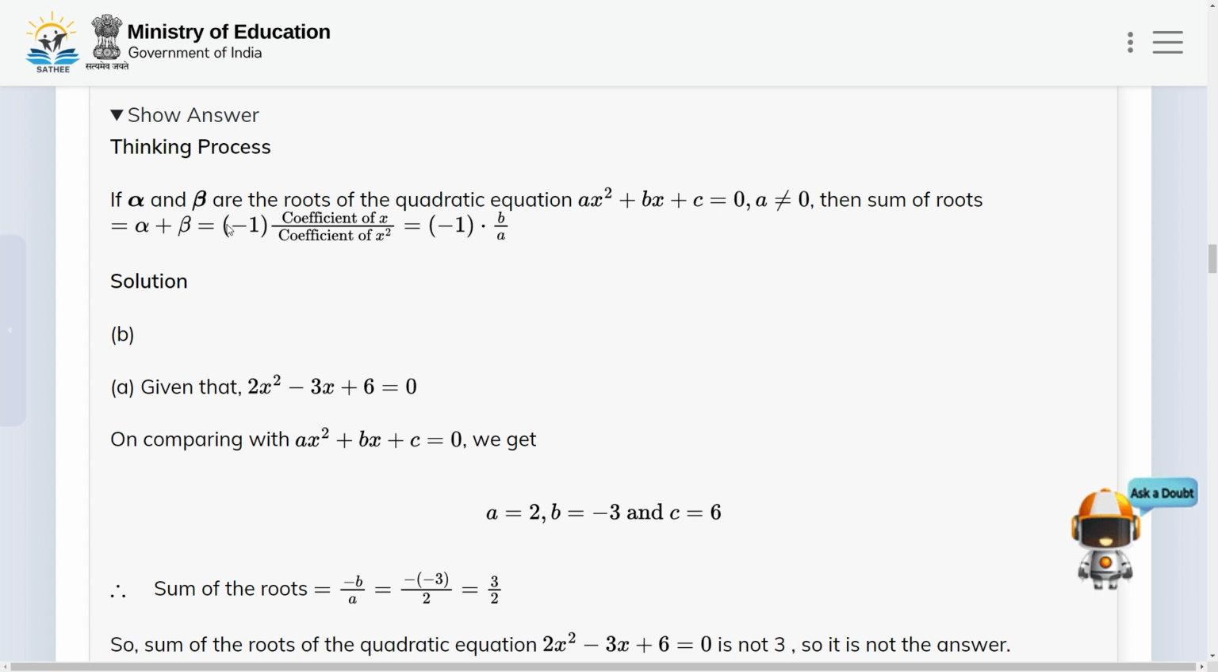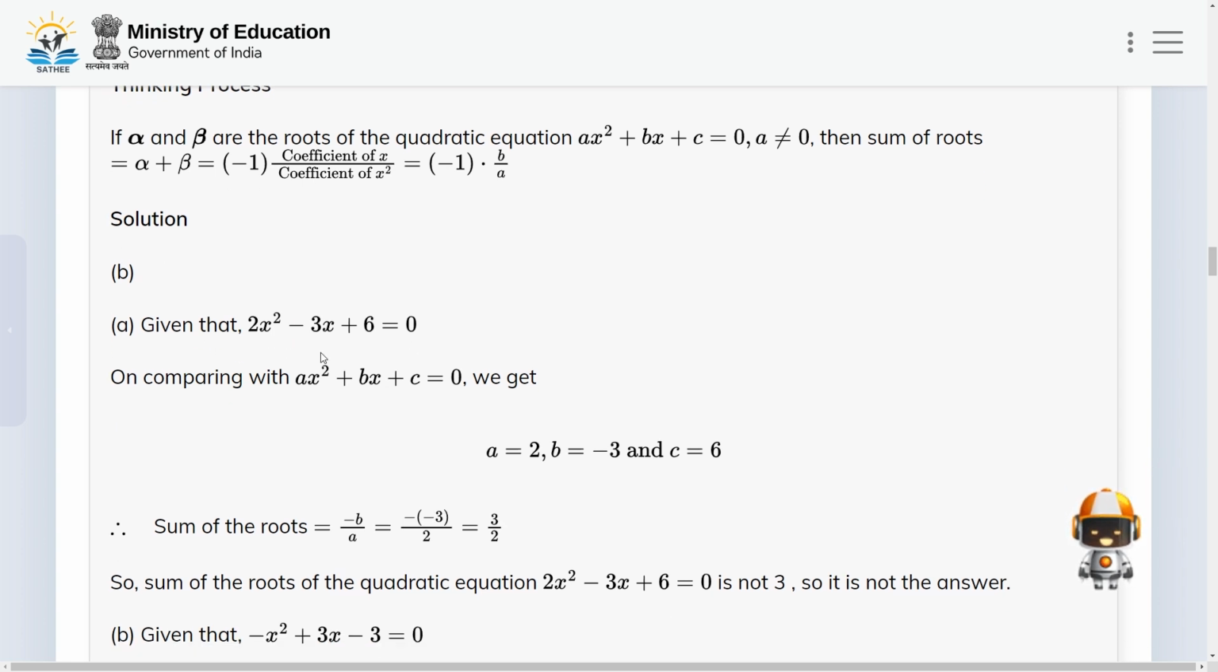So if we know this concept, if alpha and beta are the roots of the quadratic equation ax² + bx + c = 0, a ≠ 0, then the sum of the zeros, the sum of the roots, that is alpha + beta, is equal to minus the coefficient of x by the coefficient of x², that is equal to −b/a.